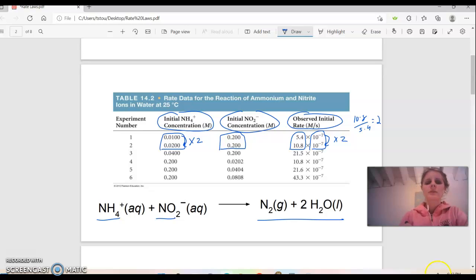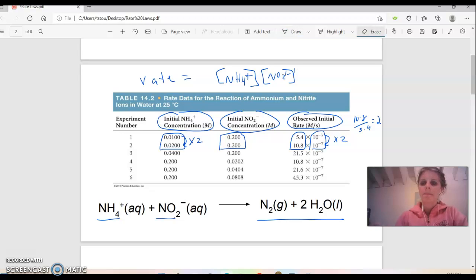So what we're going to do is create this mathematical relationship between rate and the concentrations of the two reactants. I've got NH4 plus and I've got NO2 1 minus. Oops, that 1 minus should go right in there.